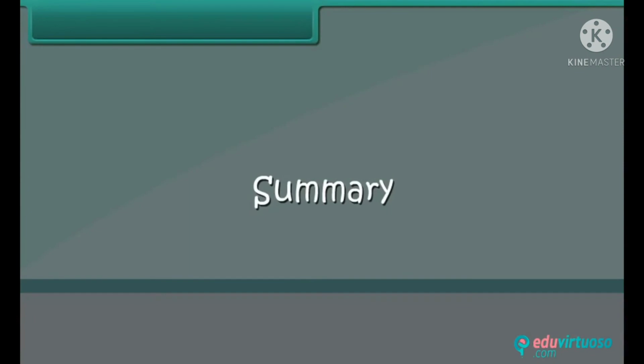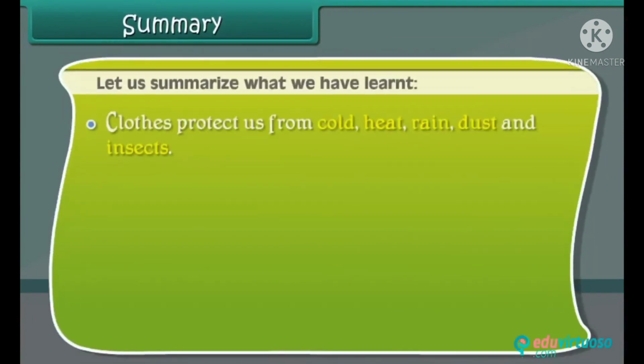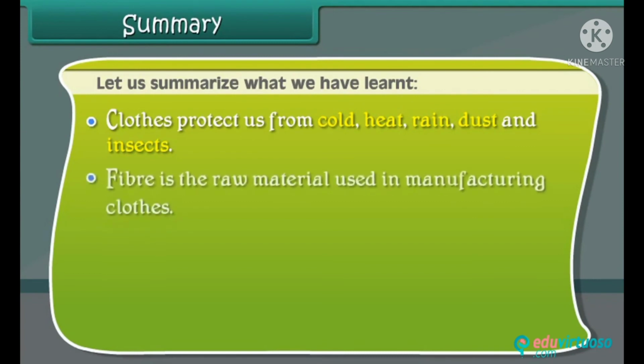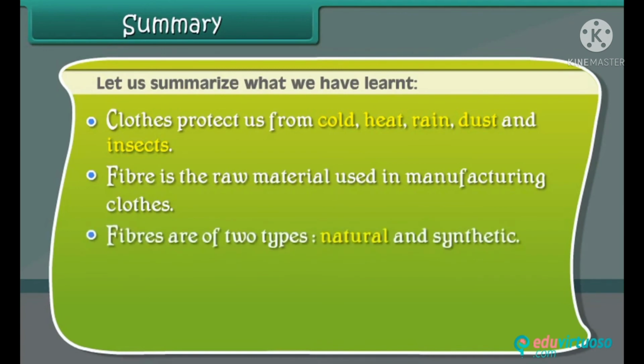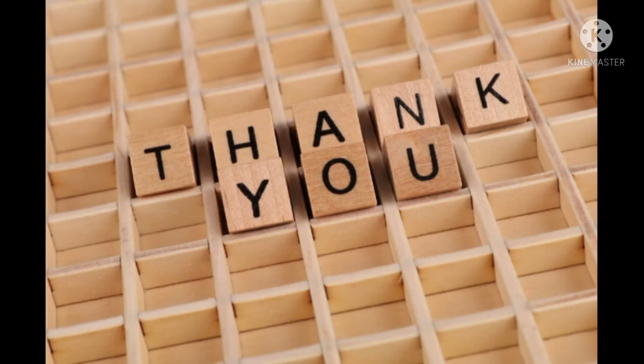Summary. Let us summarize what we have learned. Clothes protect us from cold, heat, rain, dust, and insects. Fiber is the raw material used in manufacturing clothes. Fibers are of two types, natural and synthetic. Natural fibers are obtained from plants and animals. Synthetic fibers are man-made. And that's all for today's class, children.